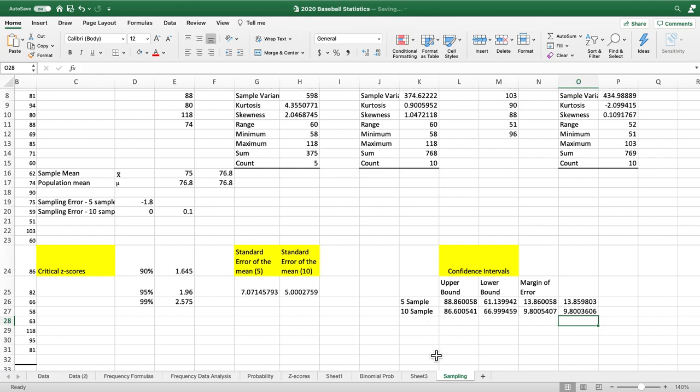That's how you can find the upper bound and lower bound to find your confidence interval at 95% confidence. If you want to do 90%, you just change that 1.96 to 1.645. Same thing for the 99%, change it to 2.575.